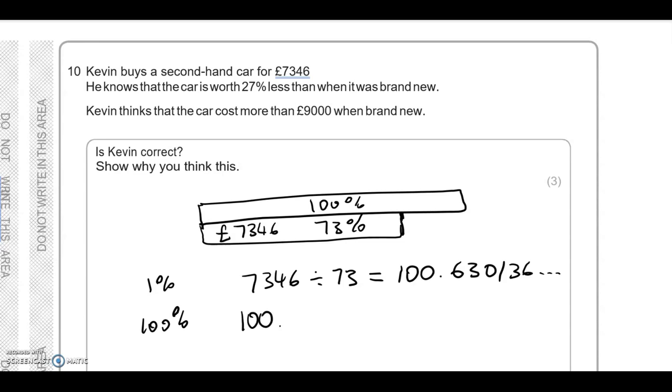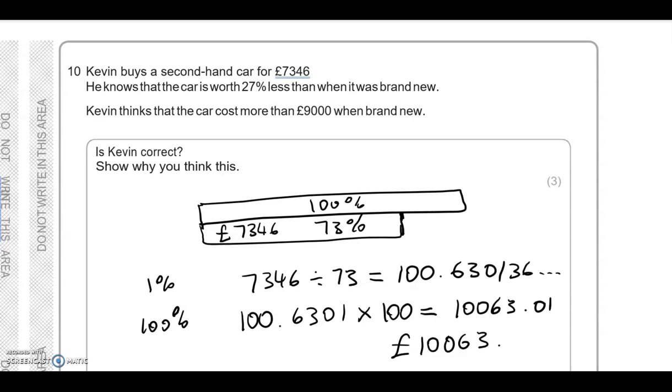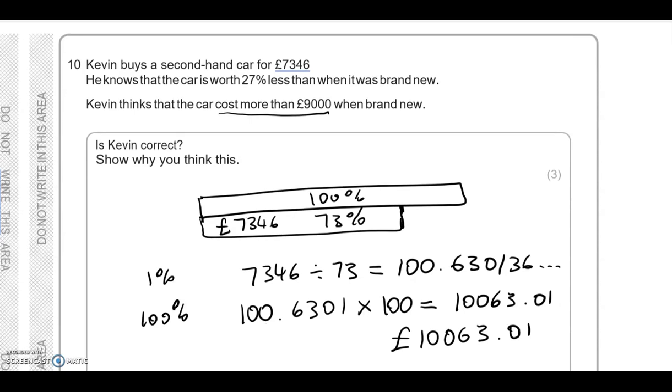So 100.6301, I'm going to stop there, times 100. That would give us, so that would be £10,063.01. So is Kevin correct in thinking that it would have cost more than 9,000? Yes.